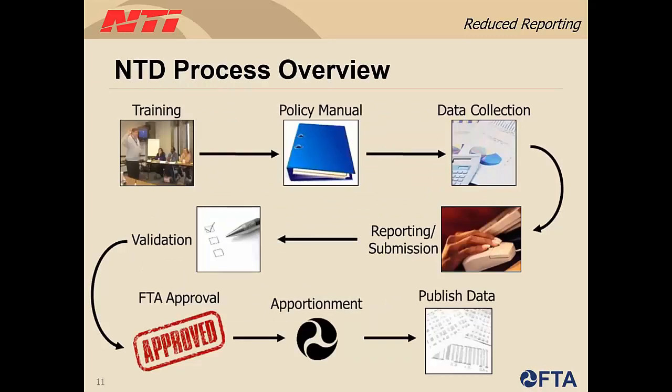Here's the general flow of the NTD reporting process. All agencies begin with training and familiarizing themselves with the NTD policy manual. They then collect and compile their data once their fiscal year ends. They enter it into the NTD system and submit their first report. And then their assigned analyst will review the data and send it back with revisions or requested clarifications. Once the report is finalized, it is sent to FTA for approval. The data is used in the apportionment formula funding the following year, and the data is eventually published on the NTD website for the general public to use.